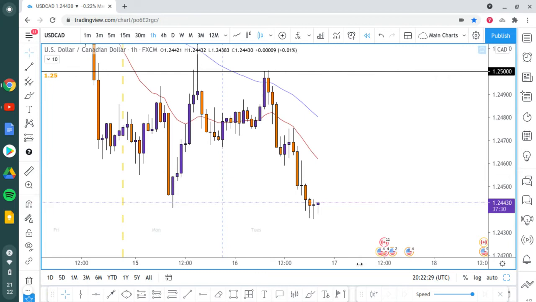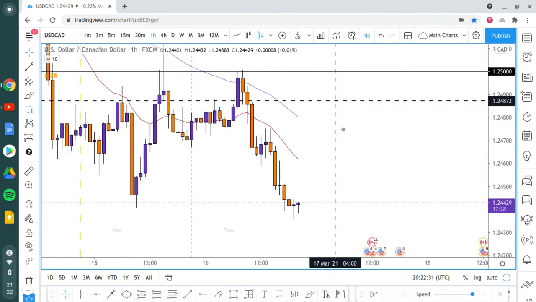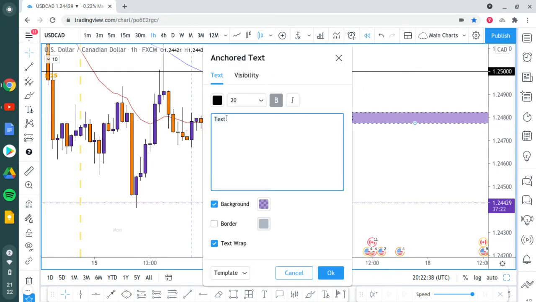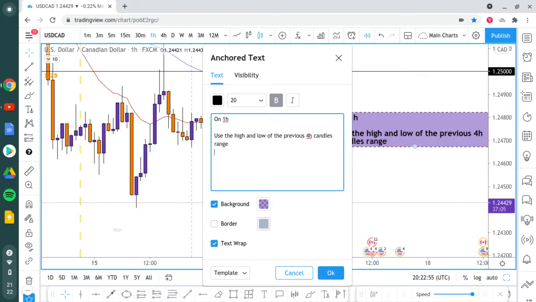But what I like on the 1-hour, using the 4-hour, is to use the high and low of the previous 4-hour candle's range, the current high and low of the day, and the previous day's high and low as well.